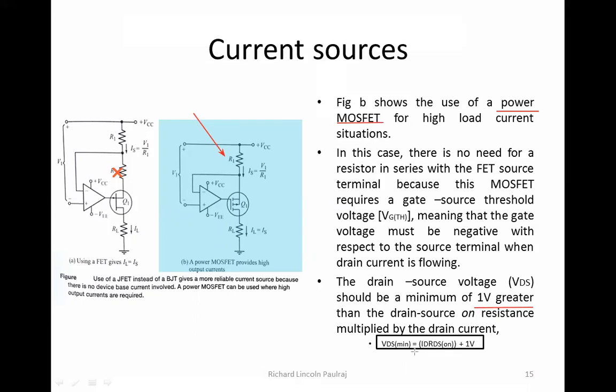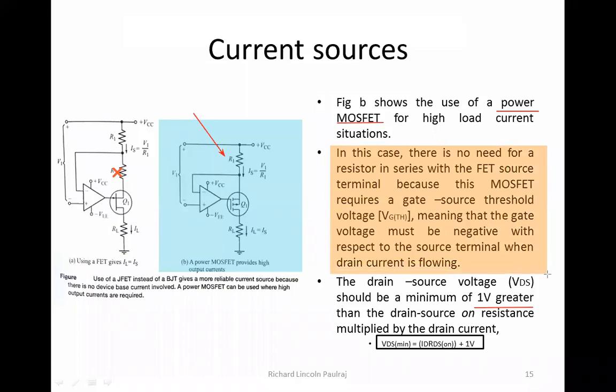So we have a range here again, 1 volt to whatever is across ID and RD, which is nothing but the voltage across the drain. So here also we are taking 1 volt. And the most interesting thing here is that we are eliminating another resistor.